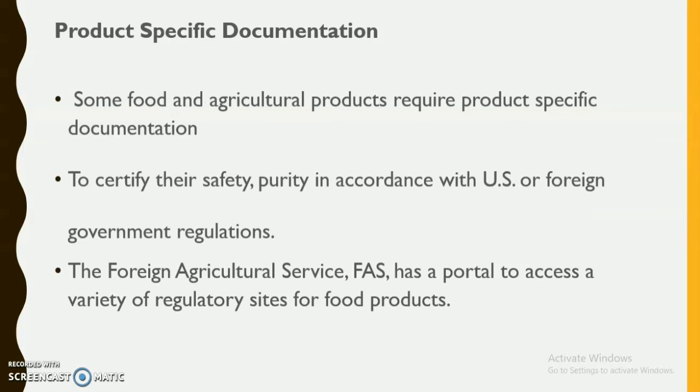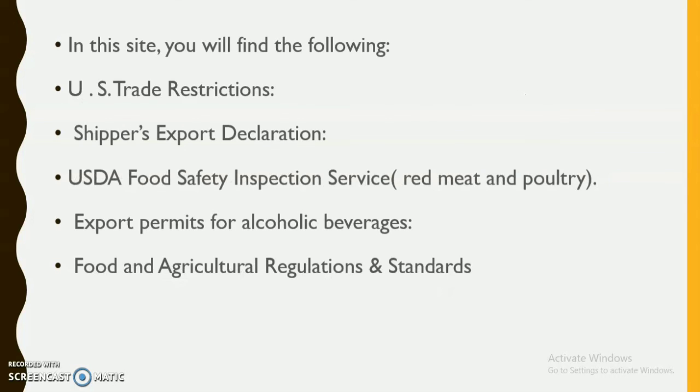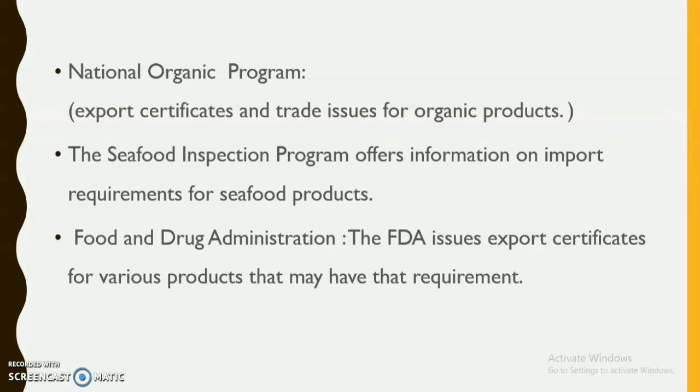Then product specific documentation is very essential, and to certify their safety and purity in accordance with US or foreign government regulations. That is, the Foreign Agricultural Service has a portal to access a variety of regulatory sites for food products. These include shippers export declaration, export permits for alcoholic beverages, then for red meat and poultry, national organic programs, then the Food and Drug Administration, etc.